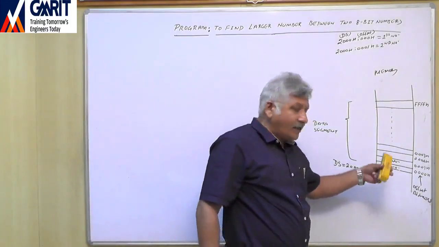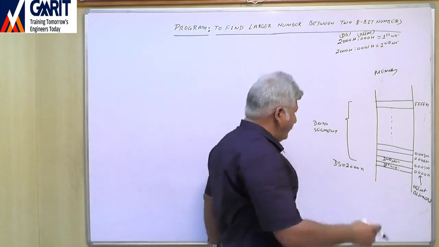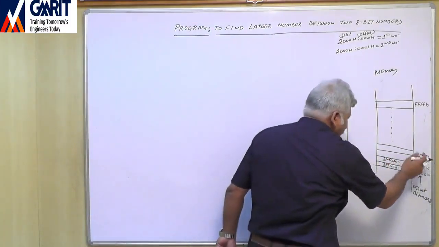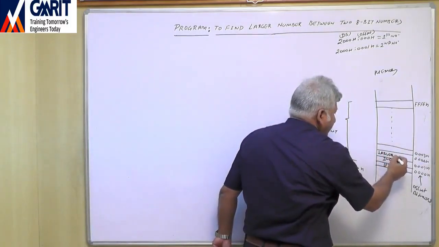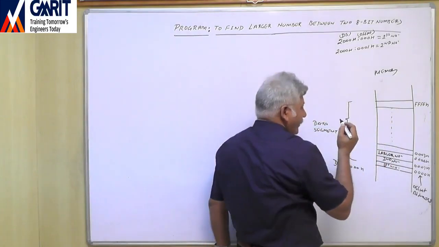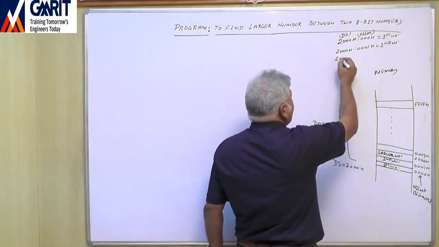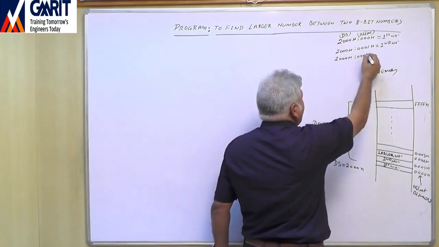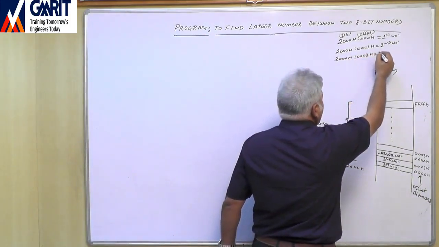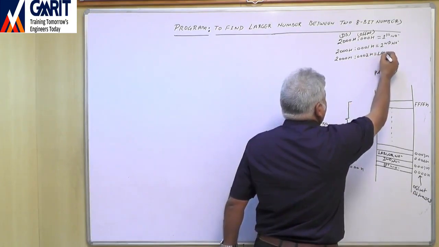And whichever is the larger number, whatever the result, we will store at offset 0002. So we will store the larger number at 2000H colon 0002H. Here we will store the larger number.